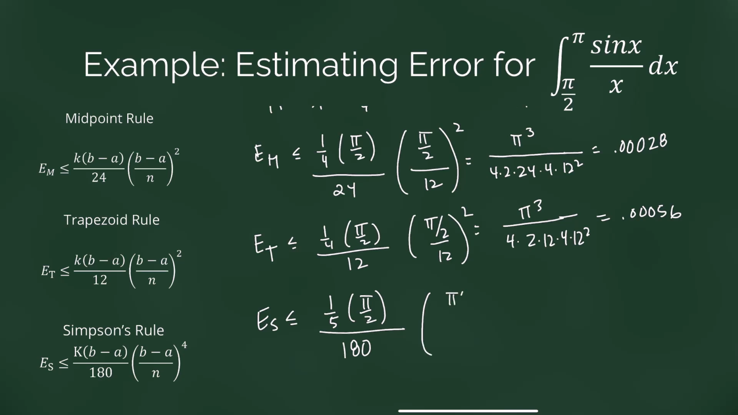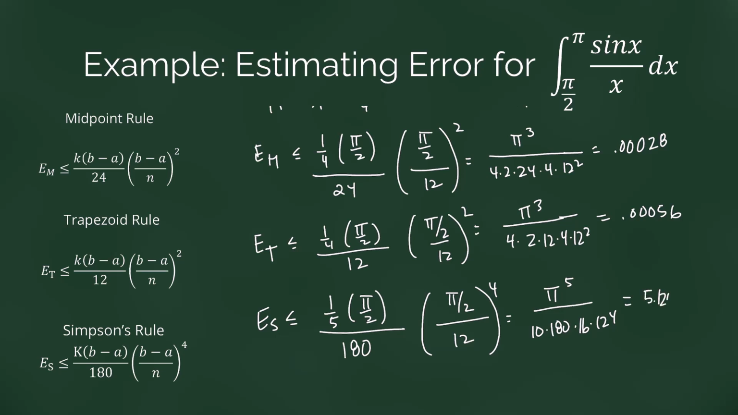And then we'll have pi over 2 over 12 again, and that's all raised to the fourth. So when we work all of that out, simplifying a little bit, we get pi to the 5th, and then in our denominator we get 10 times 180 times 2 to the 4th, which is 16, and then we have 12 to the 4th. And we see that this ends up being 5.1243 times 10 to the negative 7. So we have 6 zeros in front of our 5 here to bound that error, so much smaller than the ones that we saw previously.